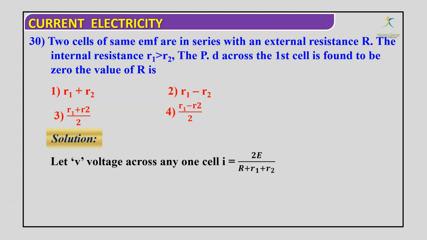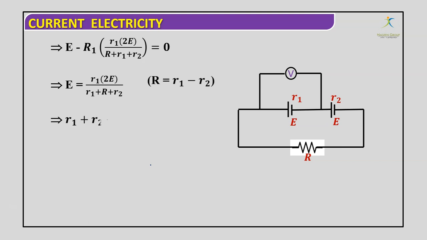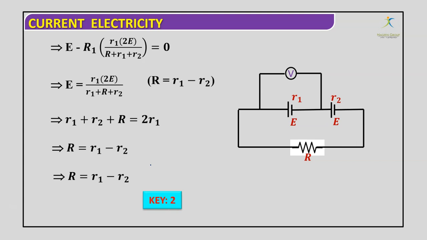So, V is the voltage across any one cell, and I equals 2E by R1 plus R2, the internal plus external R. The voltage across the first cell is 0. So V equals E minus IR. We will apply it there: E minus R1 times 2E divided by R plus R1 plus R2 equals 0. From here we can calculate the value of R, which is R1 minus R2. Hope you understand the solution of this process. Hence, the correct option for this question is option 2.